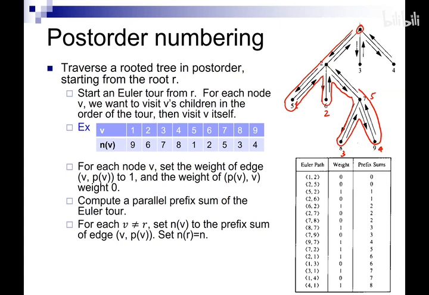All right, and so in order to compute this post order numbering, again we're going to take this technique of setting weights on these edges. This time, the way we're going to set these weights is that for each node v, we're going to set the weight from v to its parent to be 1. So we're going to set, for example, these upgoing edges to be 1s. And then the down edges, from the parent to the node, we're going to set these to be 0s.